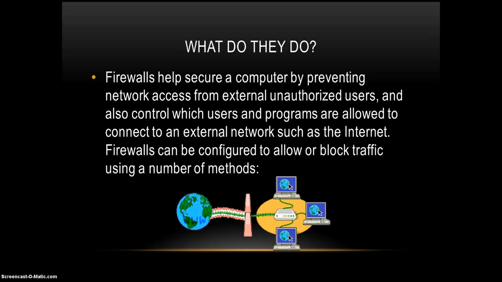What do firewalls do? Firewalls help secure a computer by preventing network access from external unauthorized users, and also control which users and programs are allowed to connect to an external network, such as the internet. Firewalls can be configured to allow or block traffic using a number of methods.